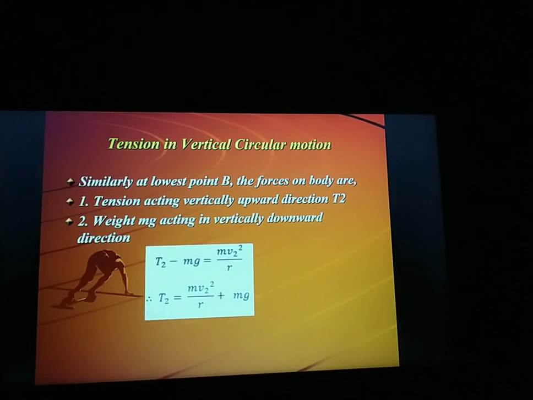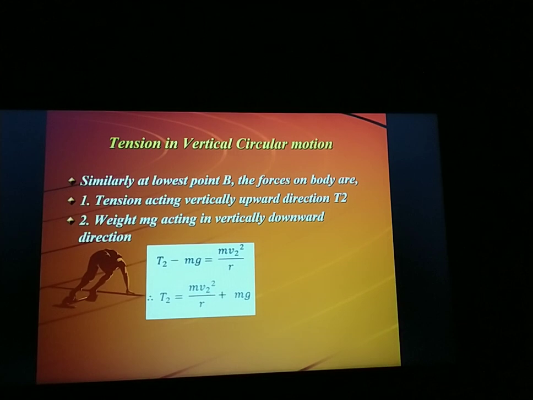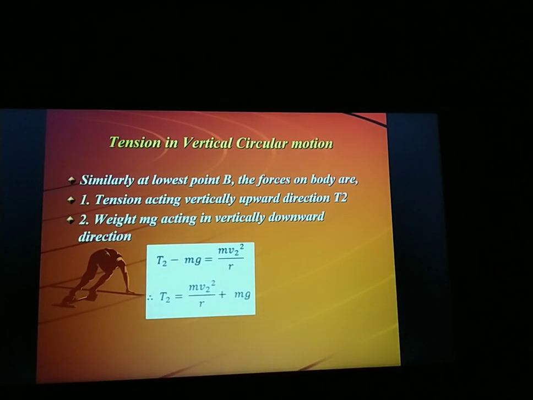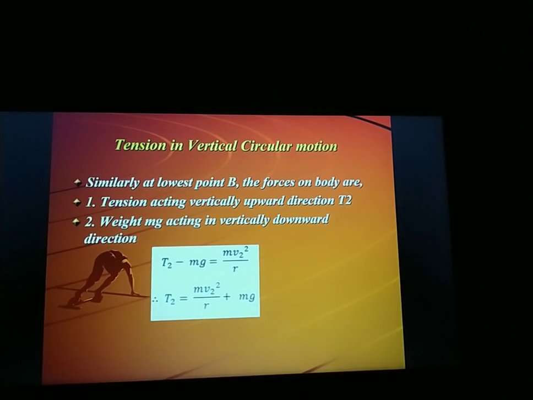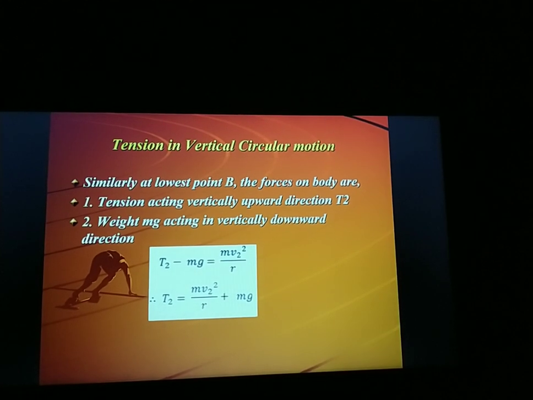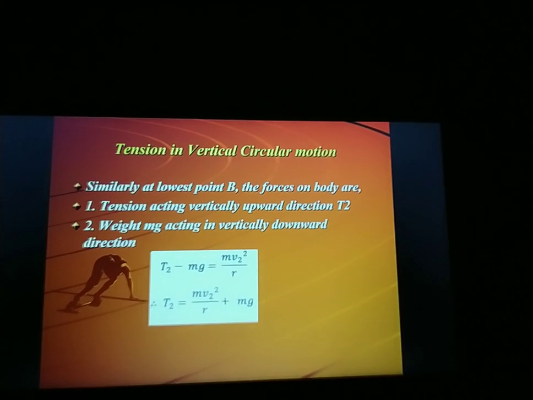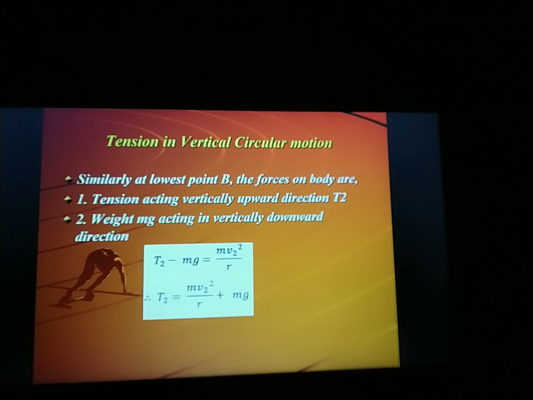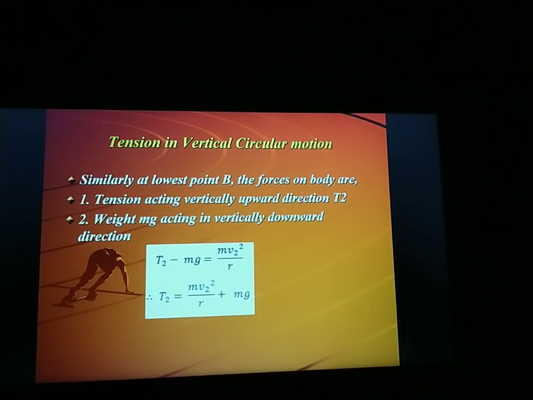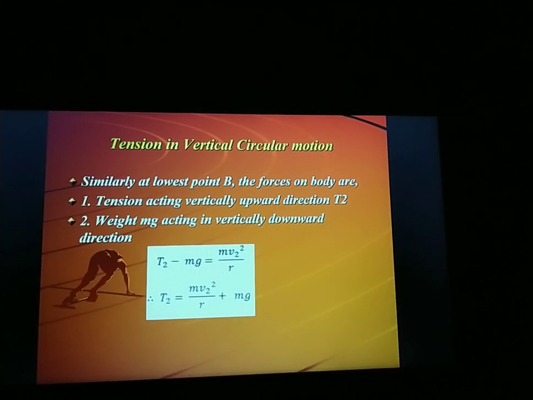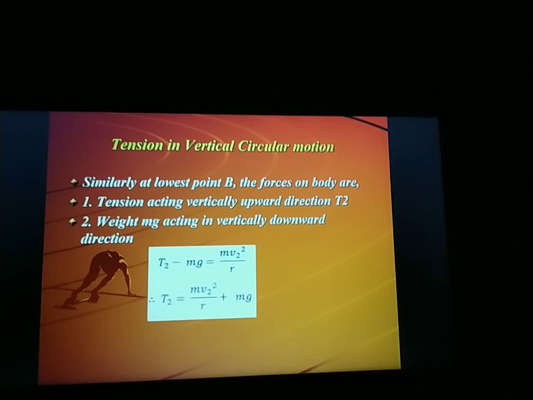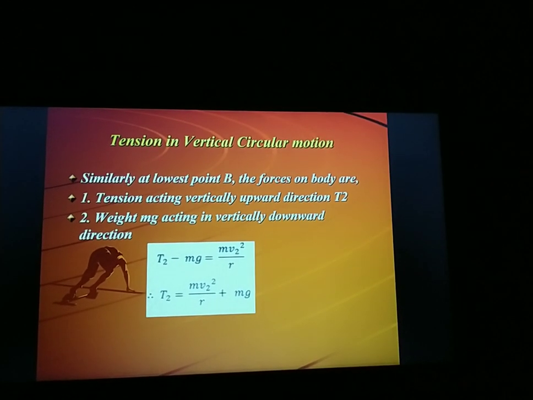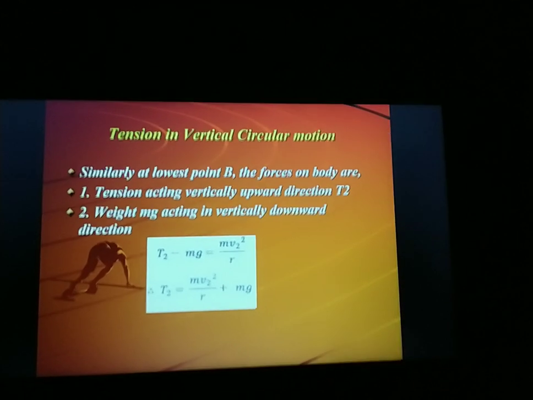So the resultant will be T2 minus mg, and this resultant force will actually be the centripetal force at the bottom position. So you will equate it to mv2 square upon r. So you are writing the expression for T2 here, that is the tension at the bottom of the vertical circle. We are getting the expression as mv2 square upon r plus mg.